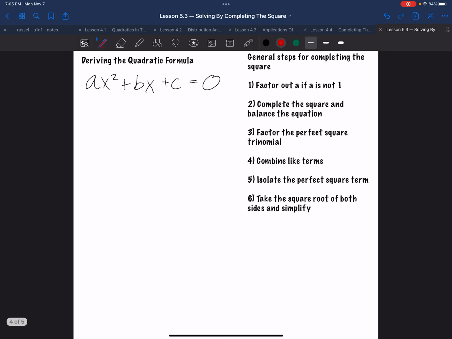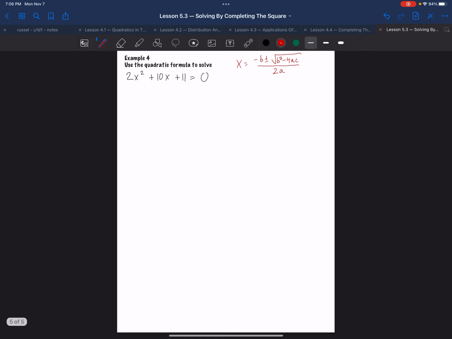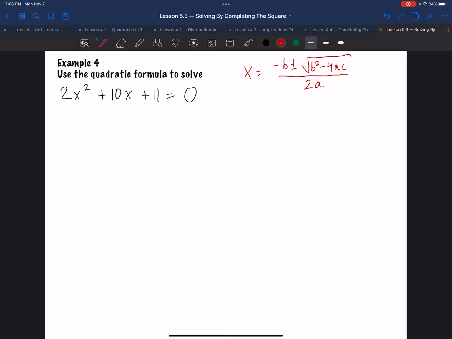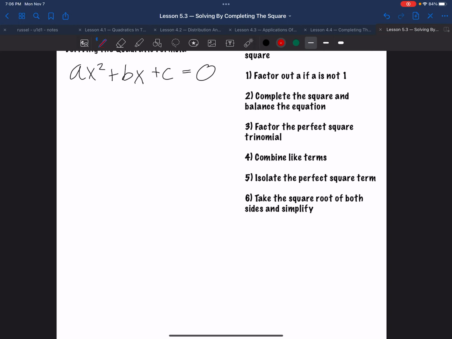Before I get started on this, if you're only here to see an example on how to use the quadratic formula, here is example 4. Just scroll ahead until you see that again, okay? If that's you. If not, here we go.